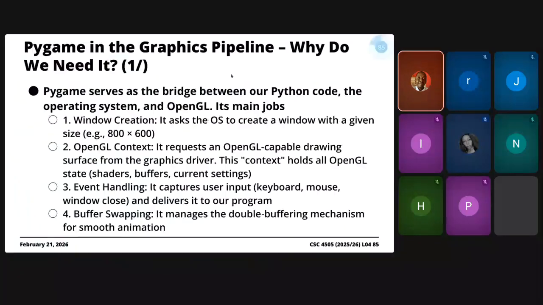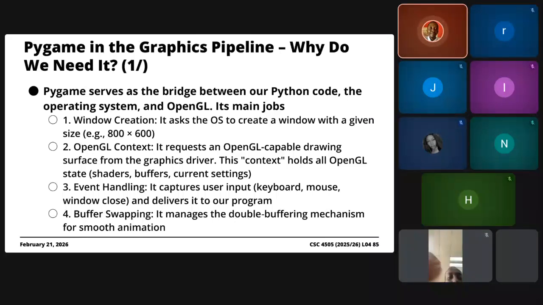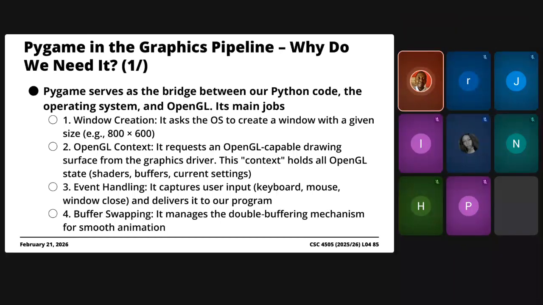Easy enough. And then also, Pygame is going to enable us, insofar as the OpenGL context is concerned, to request an OpenGL capable drawing surface from the graphics drivers. And it turns out that this OpenGL context is what is going to enable us to hold all the OpenGL state, so the shaders, the buffers, and any other current settings that we would have defined in our code.